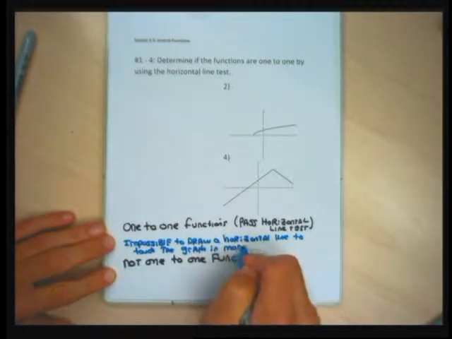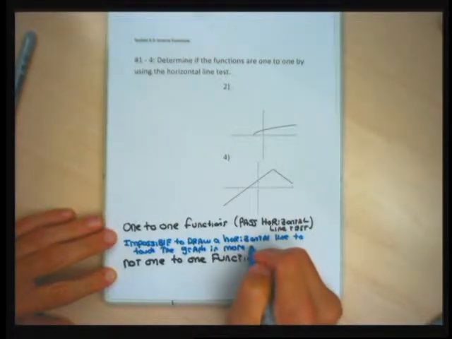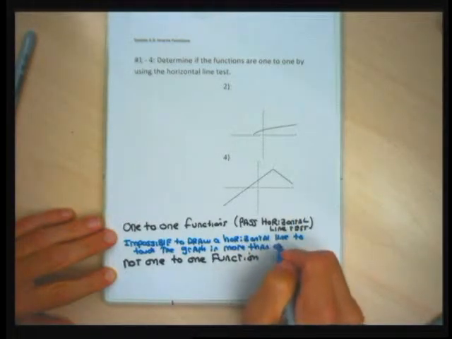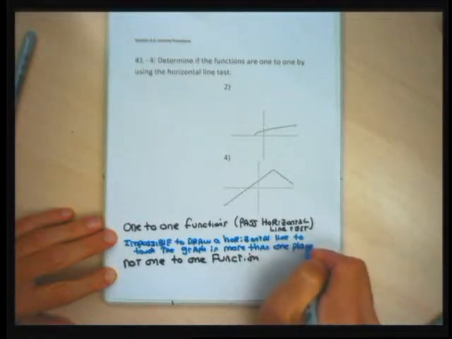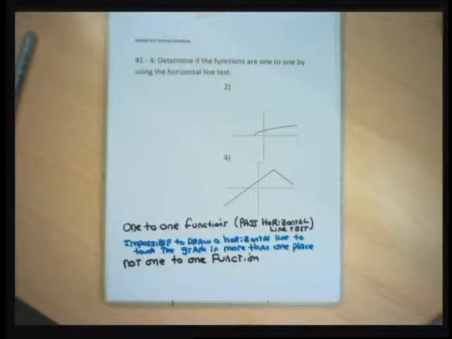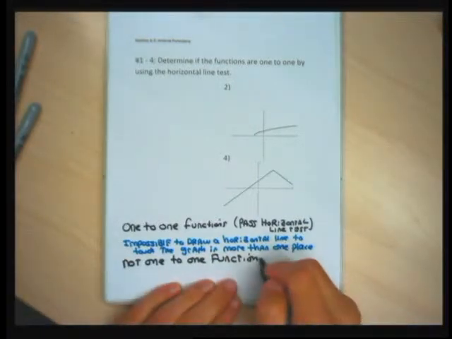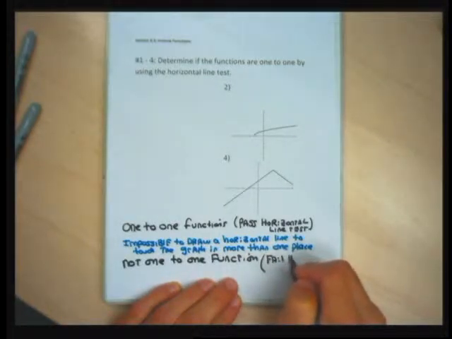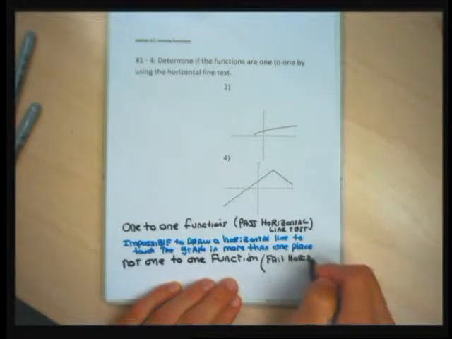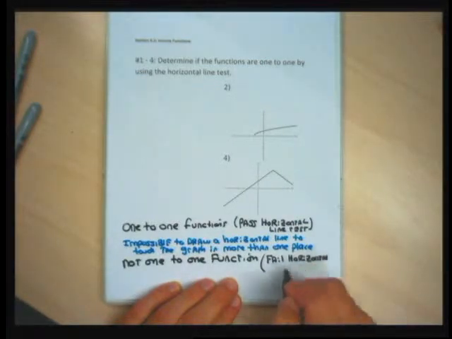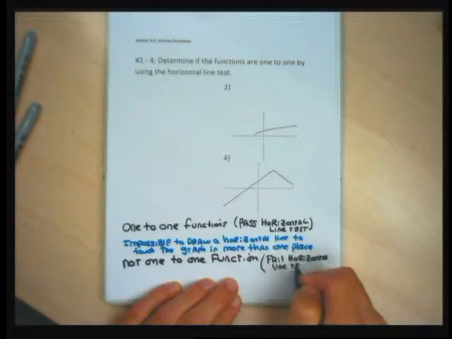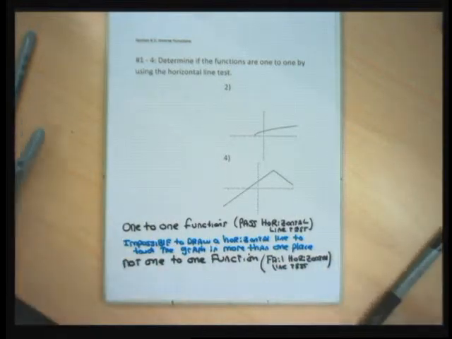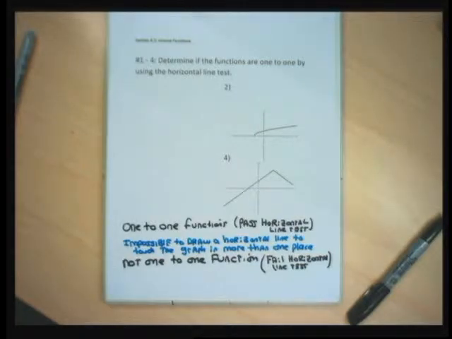I'll read this again just in case you can't read this. So to be considered a one-to-one function, you have to pass the horizontal line test, which means it's impossible to draw a horizontal line to touch the graph in more than one place. To be a not one-to-one function, you have to fail the horizontal line test. Which means it's possible to draw a horizontal line to touch the graph in more than one place.